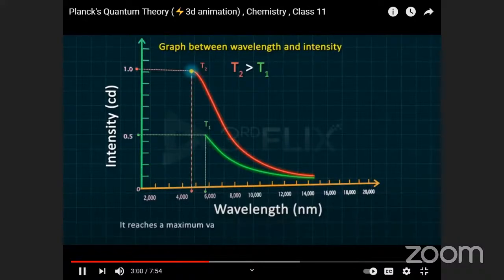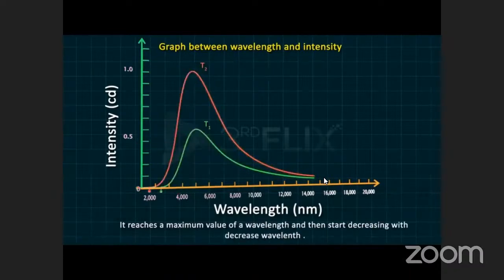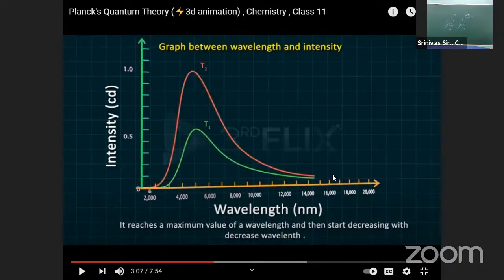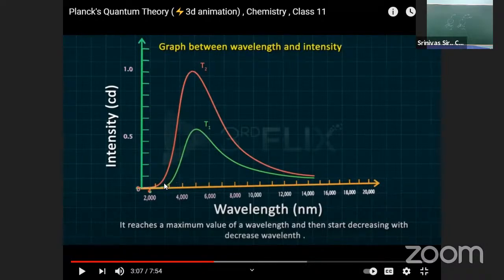The intensity reaches a maximum value at a particular wavelength and then starts decreasing with decrease in wavelength. Look at this point again. This is important. It reaches a maximum value. When you look at the green curve, as wavelength is decreasing, intensity is continuously increasing and reaching a maximum point. At that maximum point, the wavelength is known as lambda max. Do you remember? Yesterday I wrote lambda max. And thereafter again the intensity is decreasing with further decrease in wavelength. Do you understand the statement?